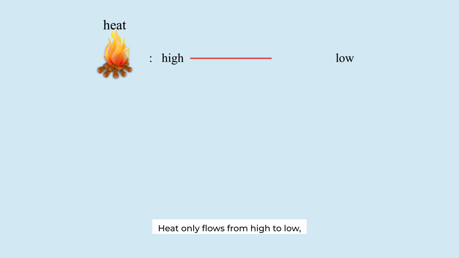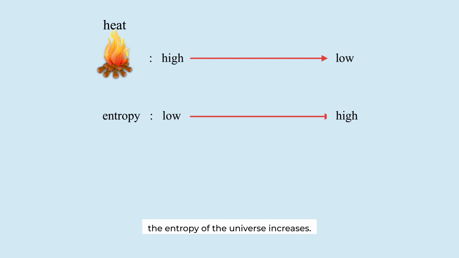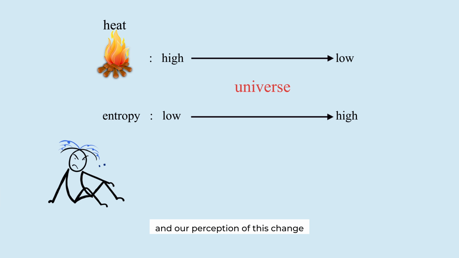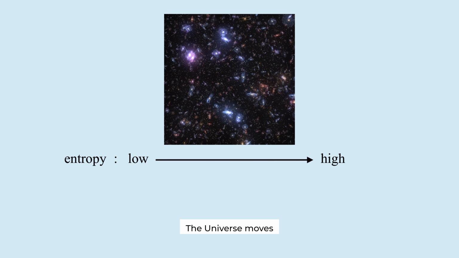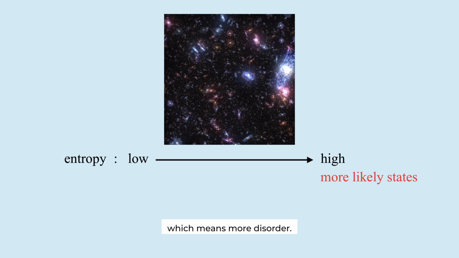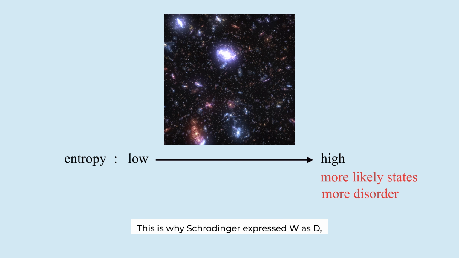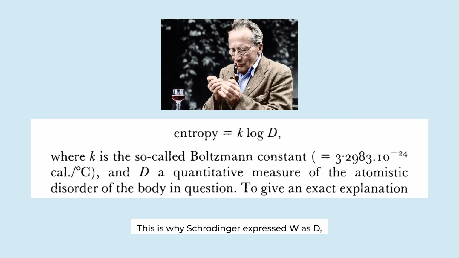Heat only flows from high to low, and as it does, the entropy of the universe increases. It's impossible to return to the previous state. This is the direction in which the universe evolves, and our perception of this change is what we call time. That's why time flows from the past through the present to the future. The universe moves towards more likely states, which means more disorder. This is why Schrodinger expressed W as D, which stands for disorder.